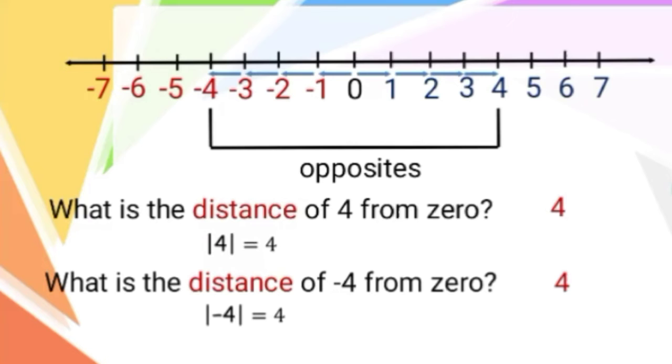When we're trying to get the absolute value of positive 4 and negative 4, as you can see, they have the same answer. Okay, so remember that when we are getting the absolute value of positive numbers, palagi silang positive. So the absolute value of 4 is positive 4 and the absolute value of negative 4 is equal to 4.